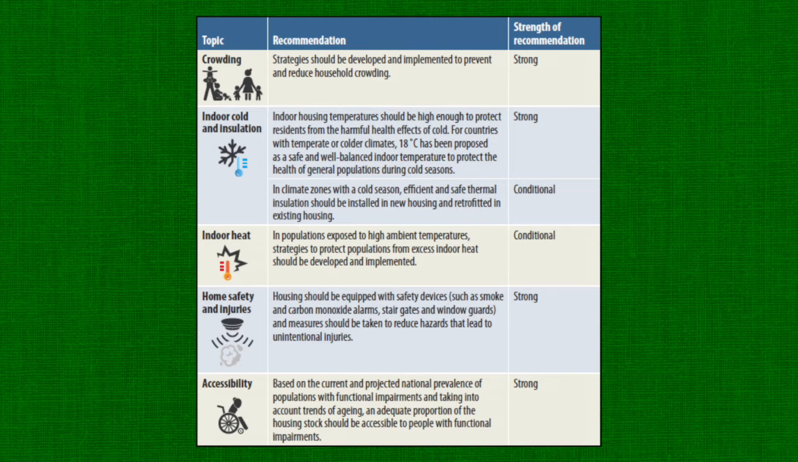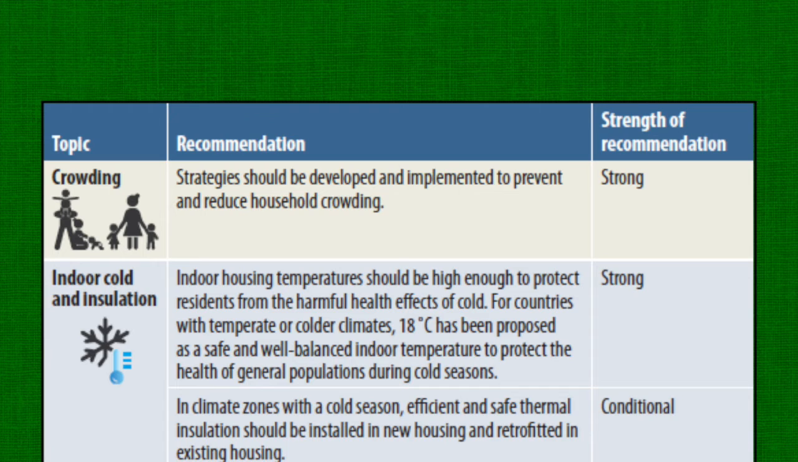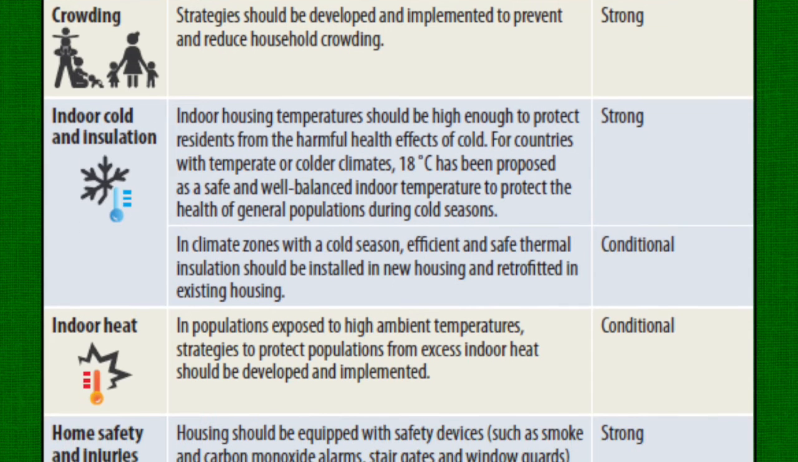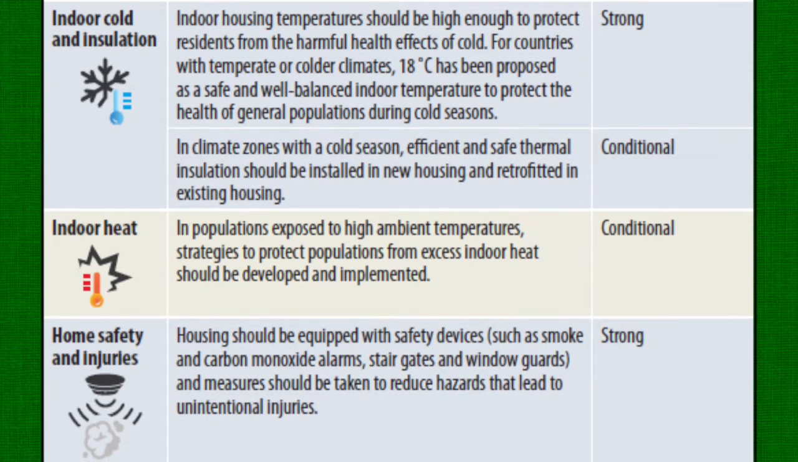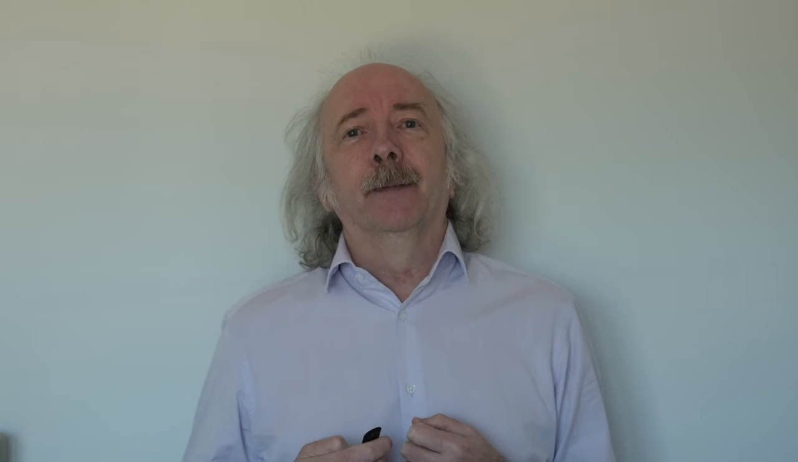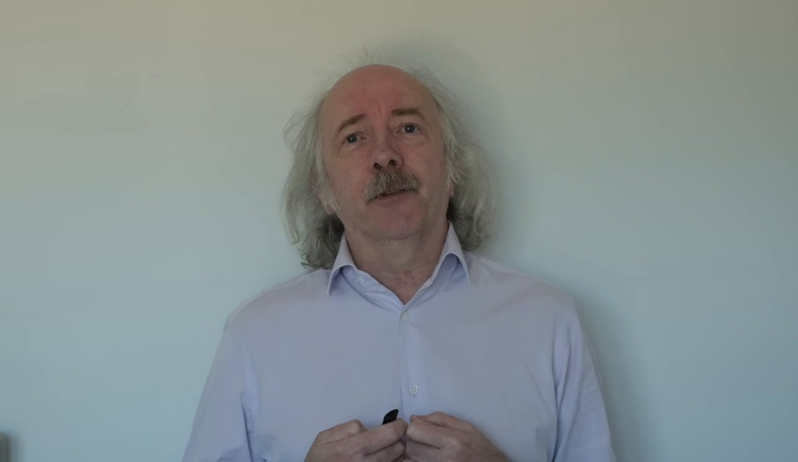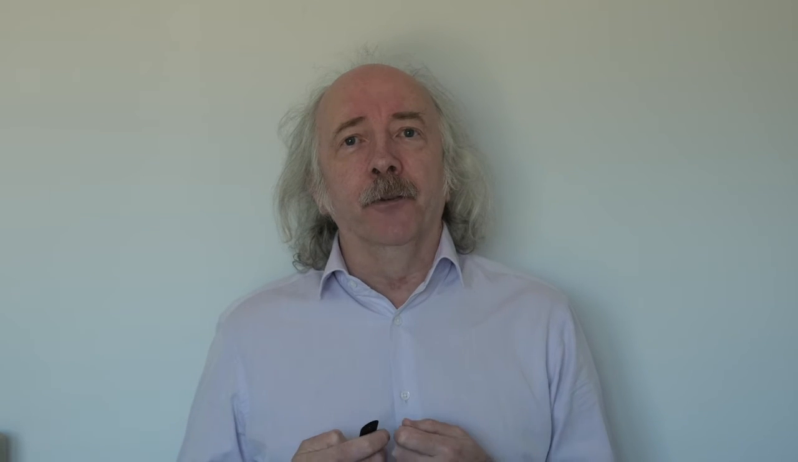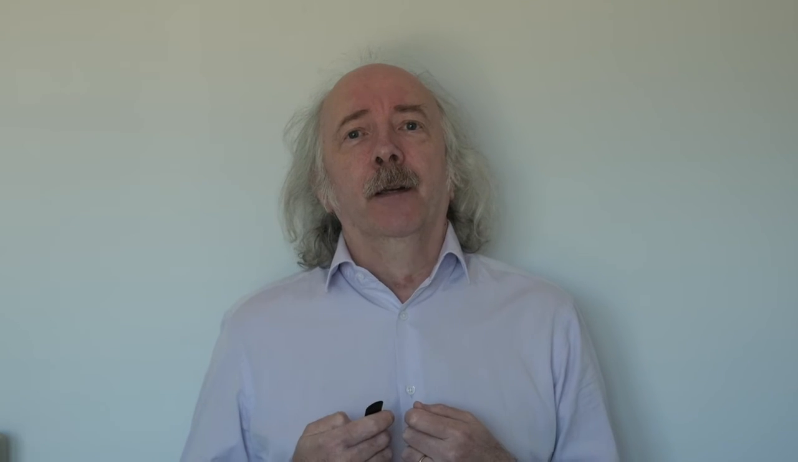The crowding recommendation: strategies should be developed and implemented to prevent and reduce household crowding. Strong recommendation, which is the highest level of recommendation in the guidelines. And you can see some of the other topic areas there as well. But the point being that use of what was existing in a transparent, high quality way allowed the WHO to issue guidelines to all of the member states around these things to do with housing, and to be transparent about the strength of the evidence and the source of the evidence that was being used.